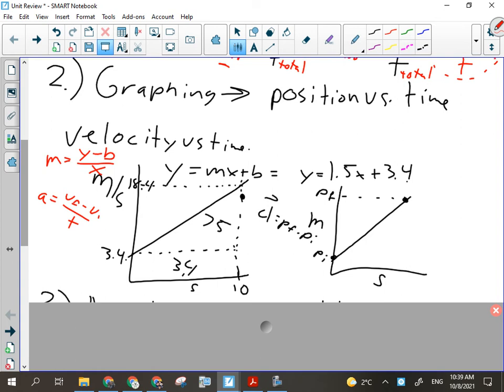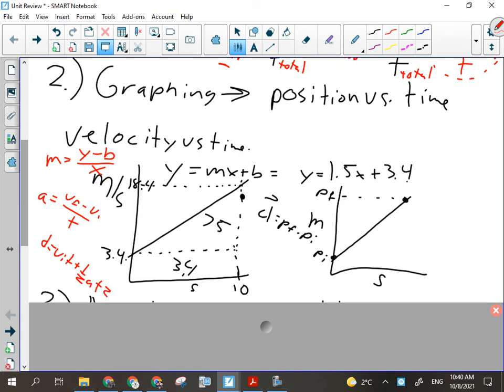Now, another thing I might ask you to do is calculate the total displacement. How do I do that? Area under the line, yeah. There's two ways to go about doing that. I could use y equals mx plus b to figure out how tall the line goes up to 10 seconds, and then calculate the areas of the shapes. Or I could be even more clever and use this formula, which does the same thing.